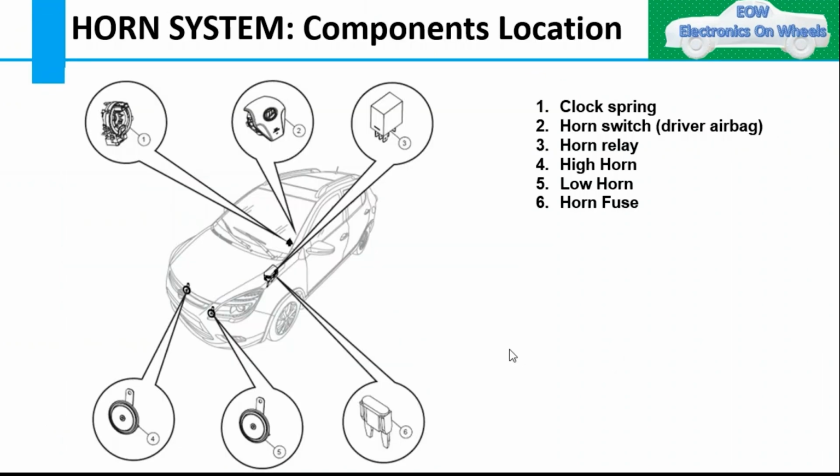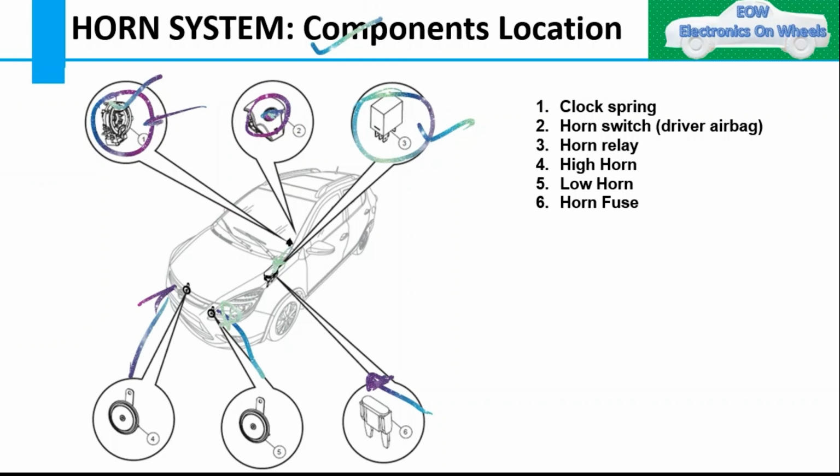Let's move to the next, that is component location. As you already know, first we'll start from the clock spring. You have already seen this. The second one is the horn switch, which we press and then it goes to the clock spring. Then third is the horn relay. This is the horn relay which is placed in the fuse box, and this will be the fuse from the battery. Then we have the high horn and low horn. As you know, two horns will be placed. So this is the component location in the car.